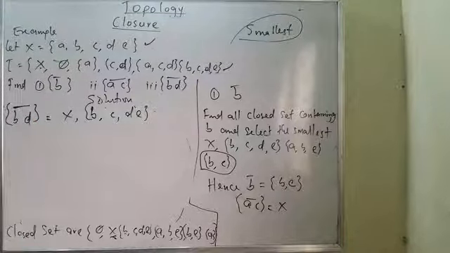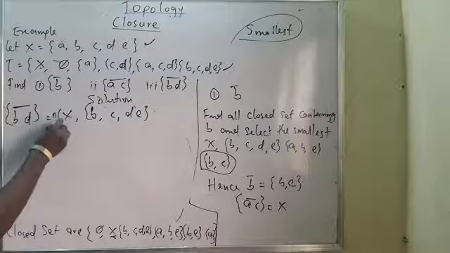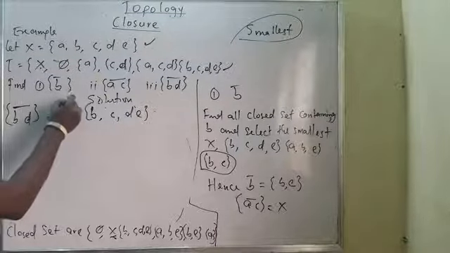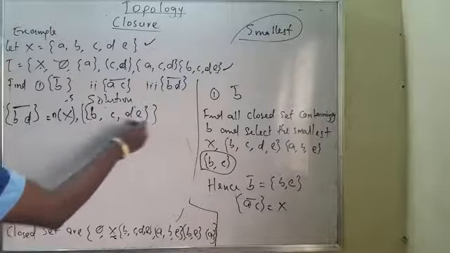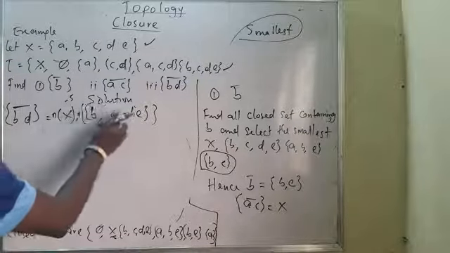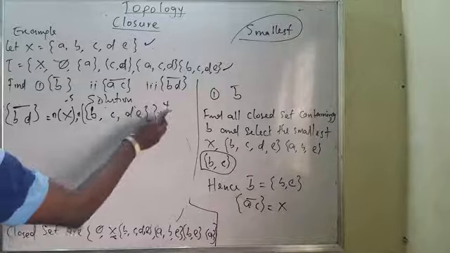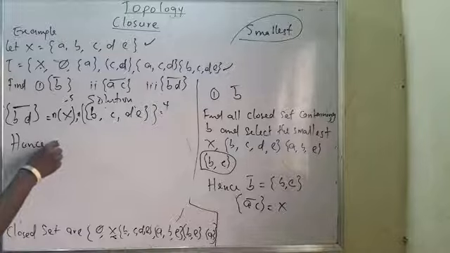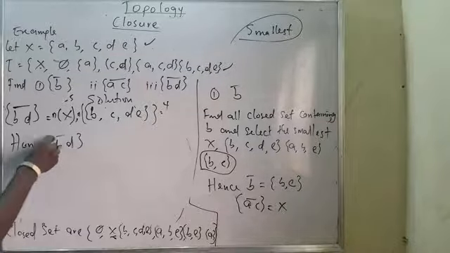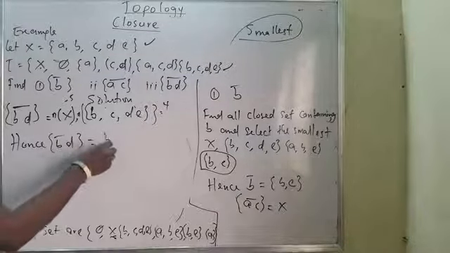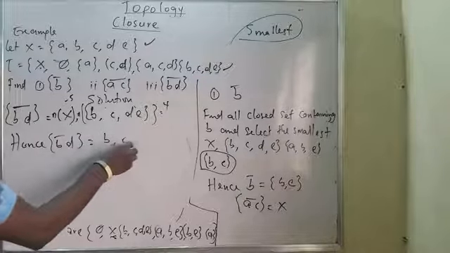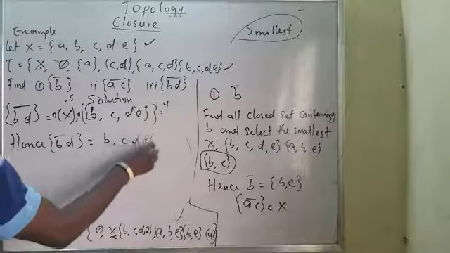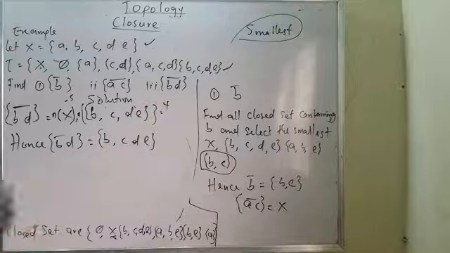Now, I will look at the cardinality. The cardinality of this one is 5. The cardinality of this is 1, 2, 3, 4, which is 4. Since it's 4, I will pick that. Hence, BD closure equals A, C, D, E. That is my answer. That is all I need to find on closure.